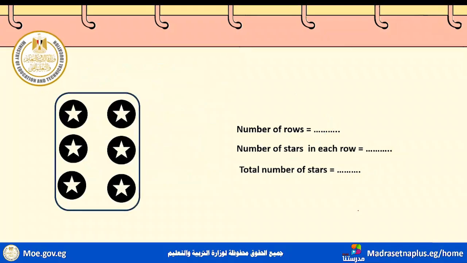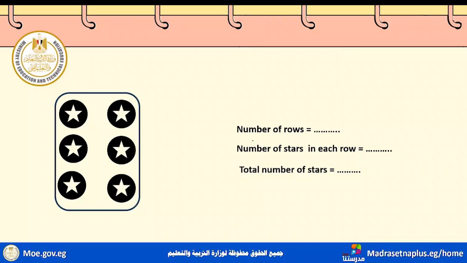Your turn, my kid. Can you count the number of rows? Can you count the number of elements in each row? And finally, how to get the total number of any object that the array consists of. Let's count the number of rows. I told you before, don't forget.